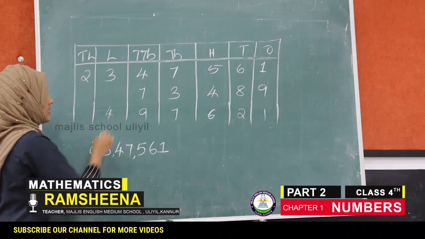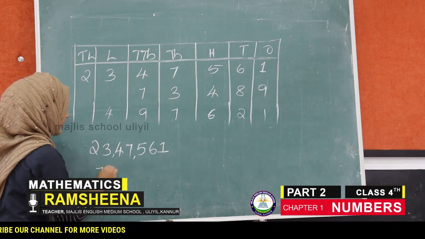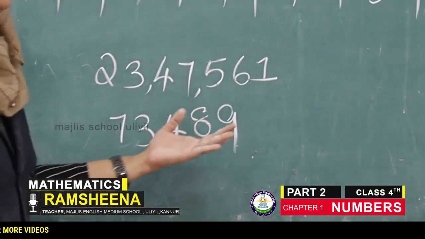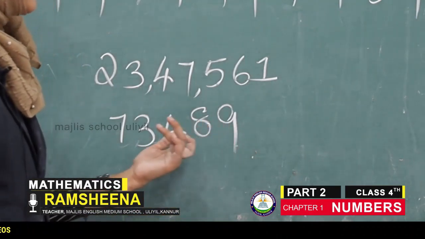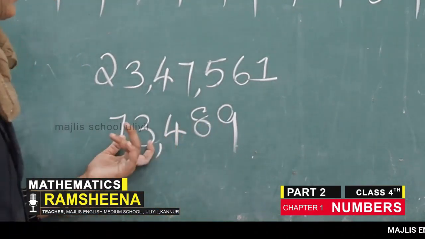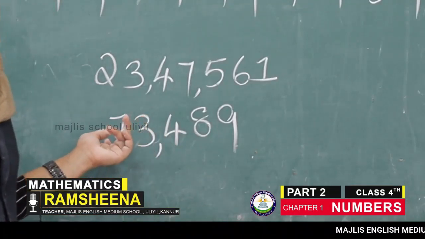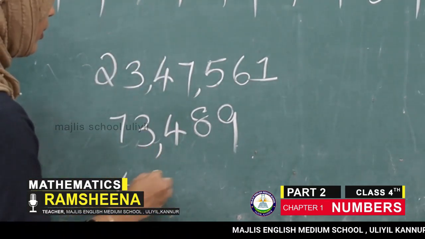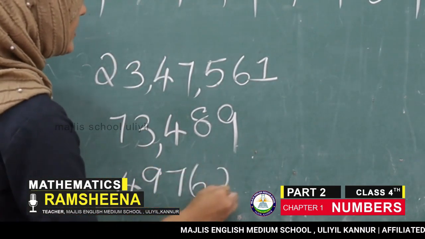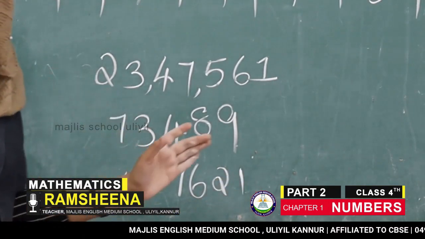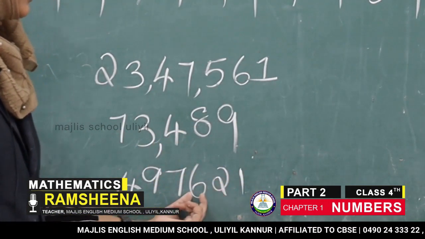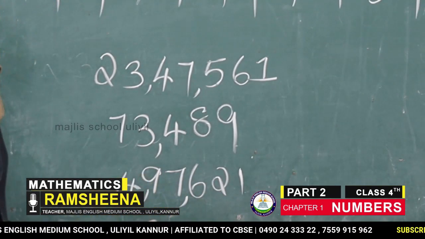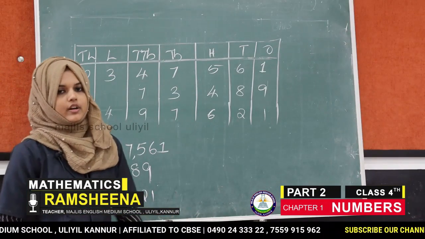Then the second number, 73489. We use periods: ones, tens, hundreds is the first period, and 1000 and 10,000 is the second period. Okay. Then the last number, 49761. Then we use places ones, tens, 100. This is the first period. Then 1000 and 10,000, this is the second period. Okay. All of you understood?